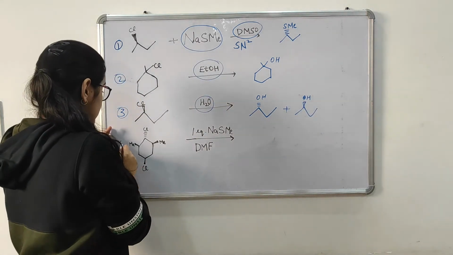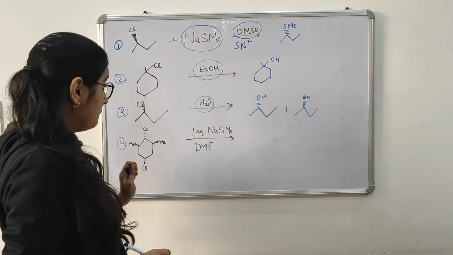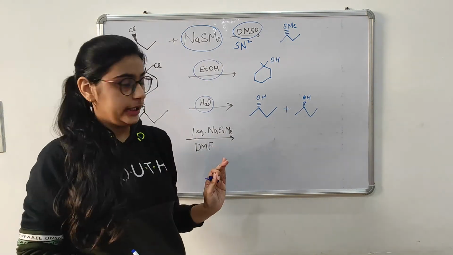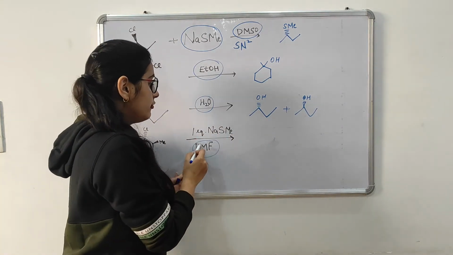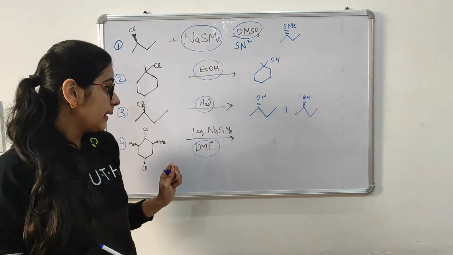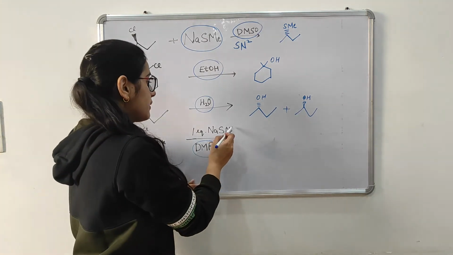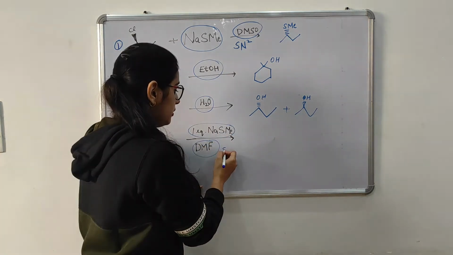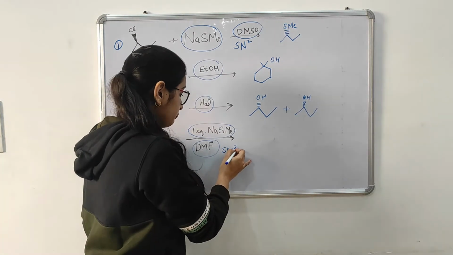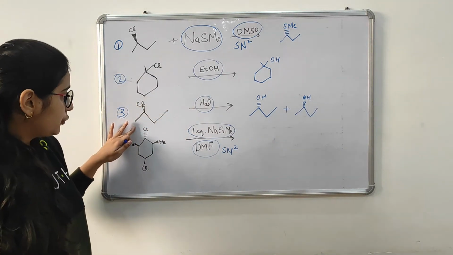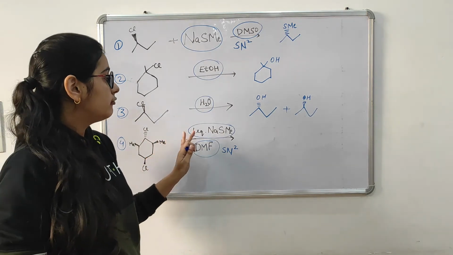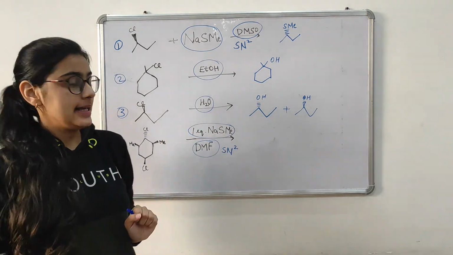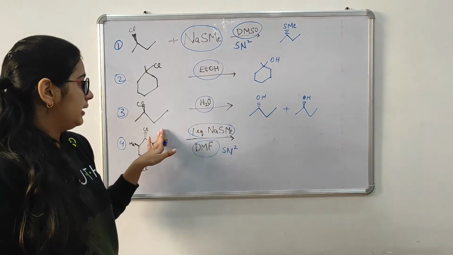Then we have our last example, which is very important. Here we have one equivalent of NaSMe and the solvent is DMF, which is a polar aprotic solvent. And here the nucleophile is present, so this reaction will be SN2. Here we have two leaving groups, this chlorine and also this chlorine. But here we only have one equivalent of NaSMe. So where will this attack?